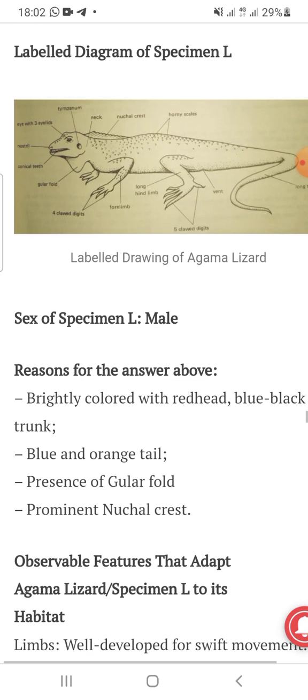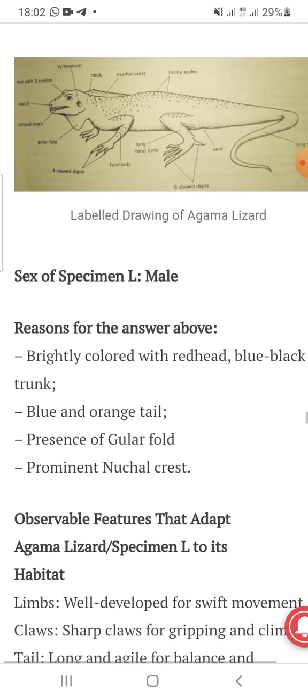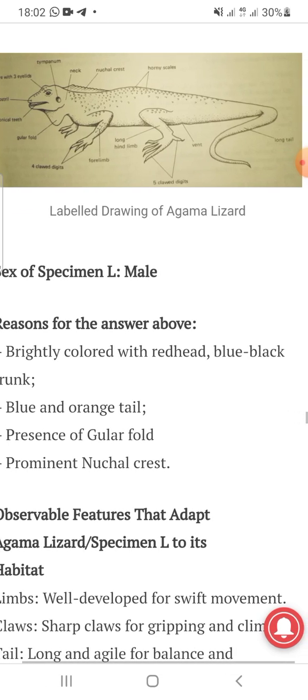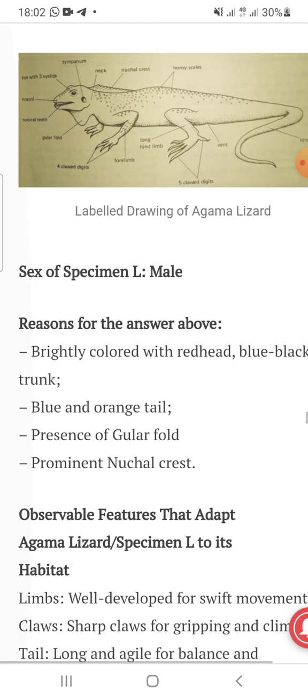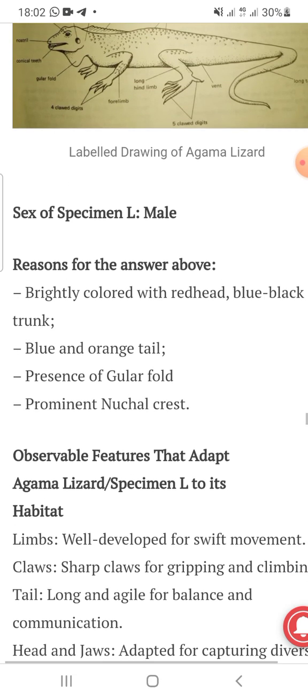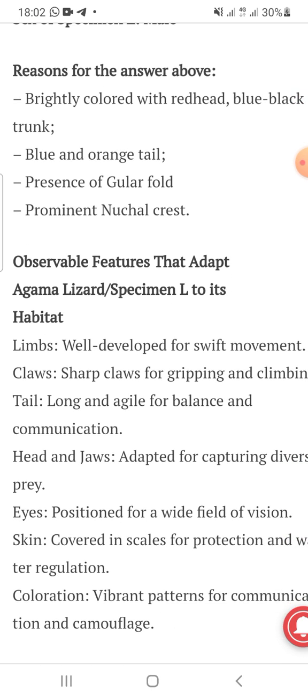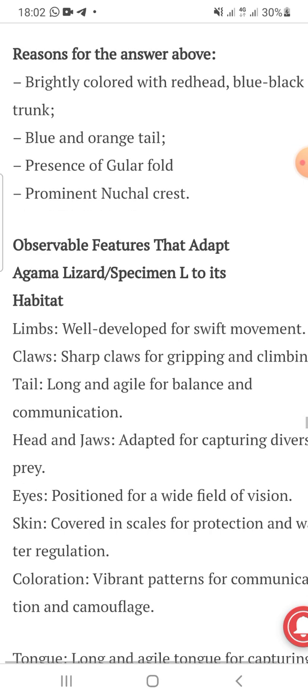Okay, let's look at the sex of specimen L. Male. Reason for the answer above: brightly colored with red head, blue-black trunk, blue and orange tail, presence of gular fold, prominent nuchal crest.